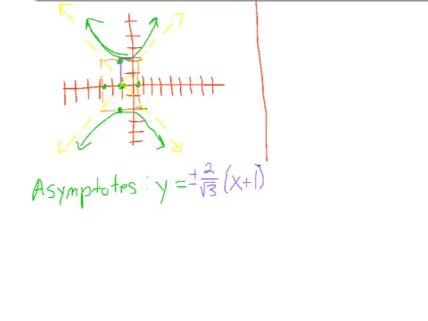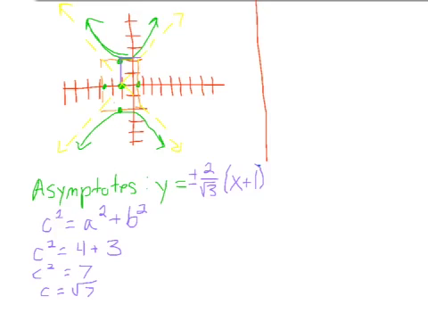So to do that, we're going to use the equation c squared equals a squared plus b squared, same as the Pythagorean theorem. So c squared is going to be 4 plus 3, which is 7. So we know that our c value is going to be the square root of 7. Again, you don't have to be super accurate with this, but you want to make sure that your foci are in line with your vertices.